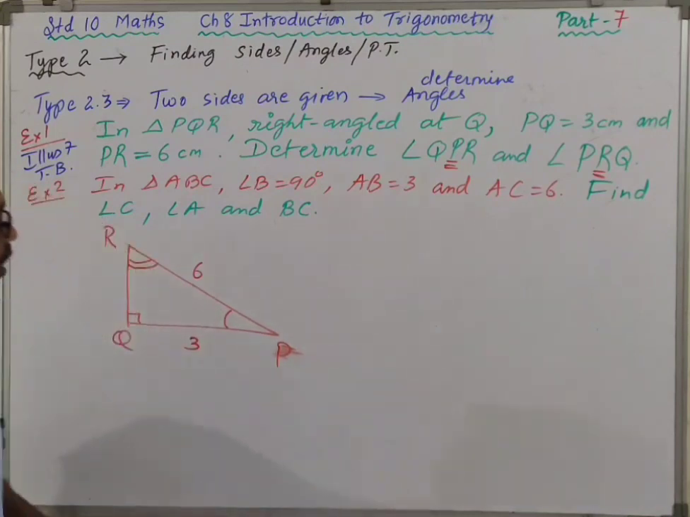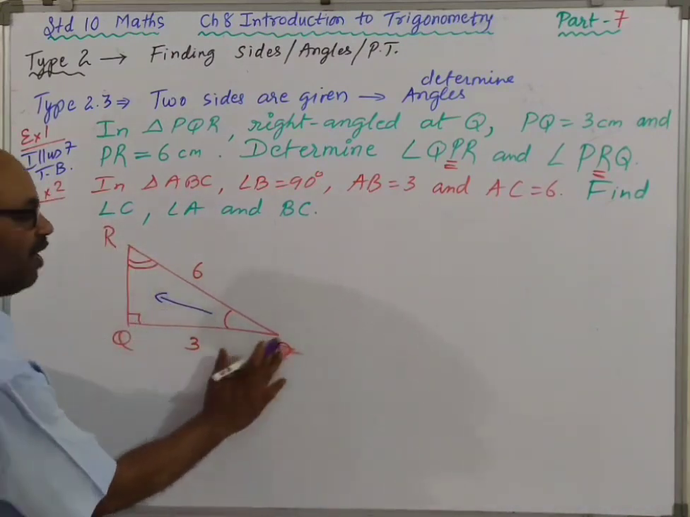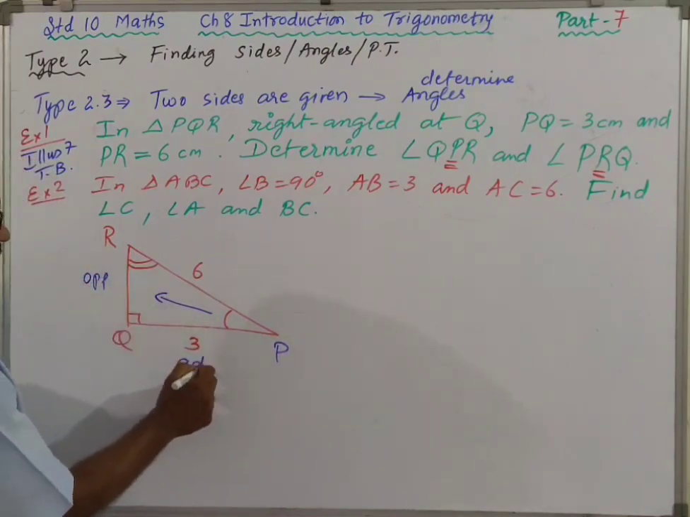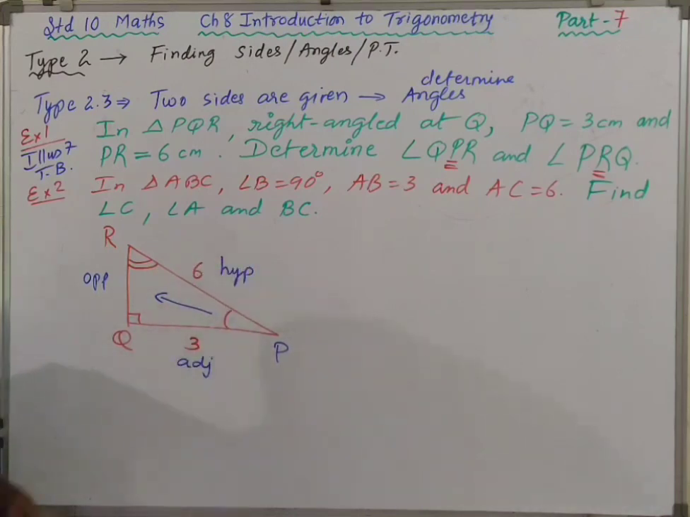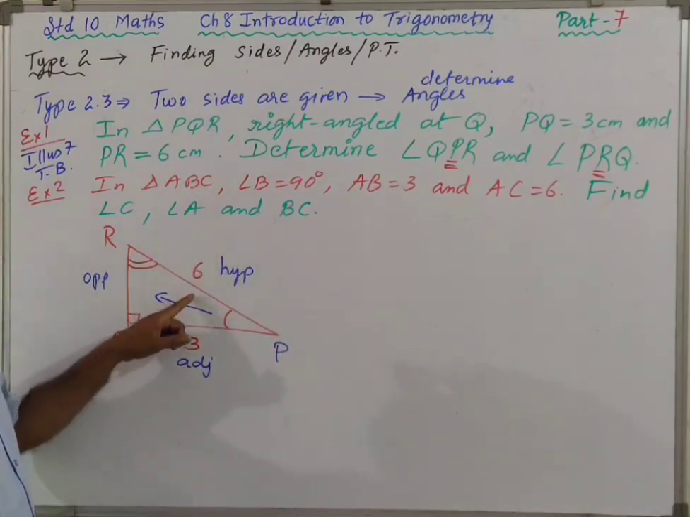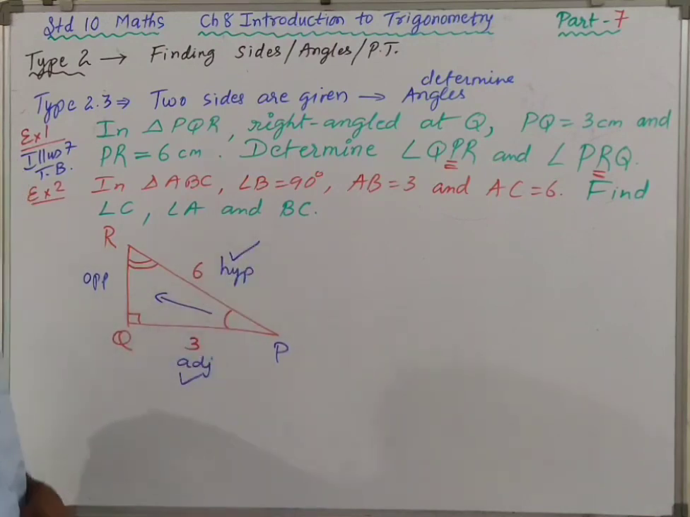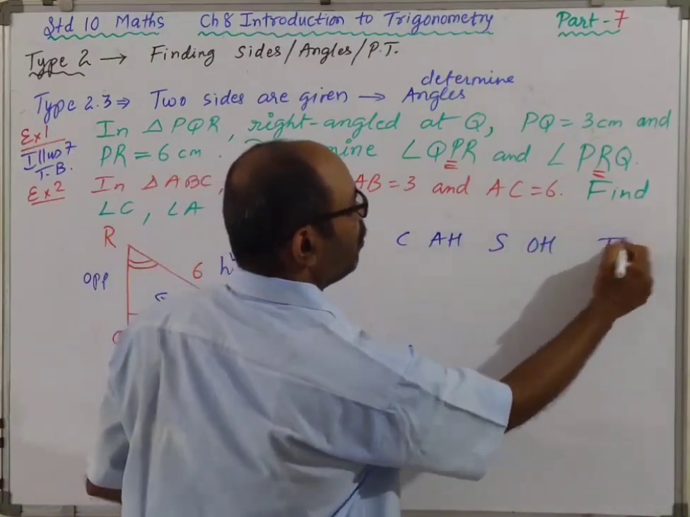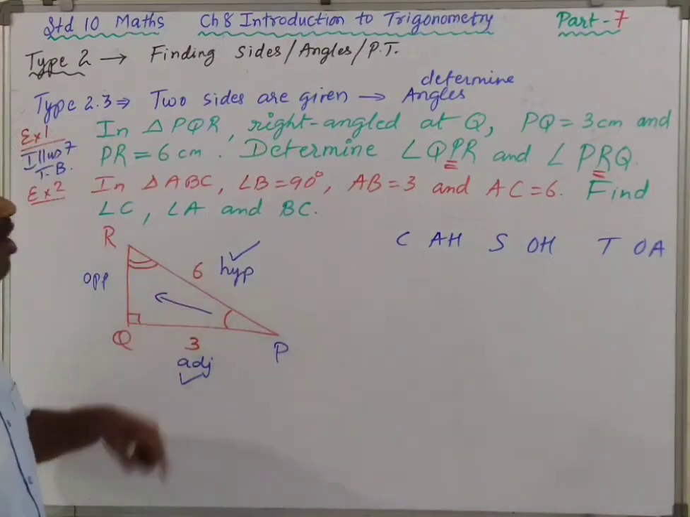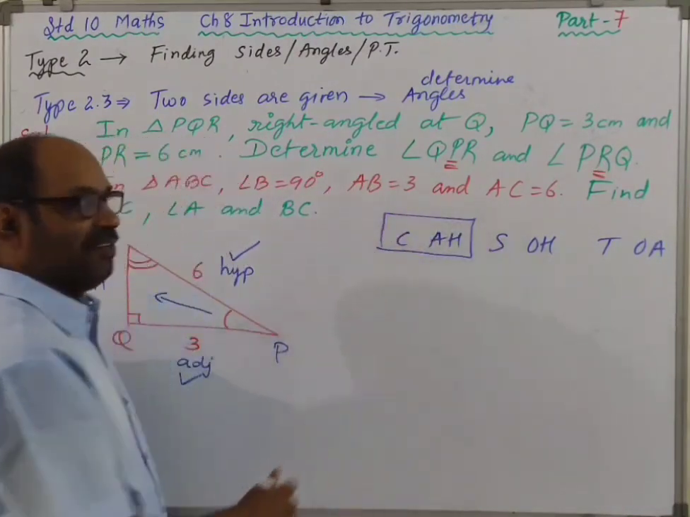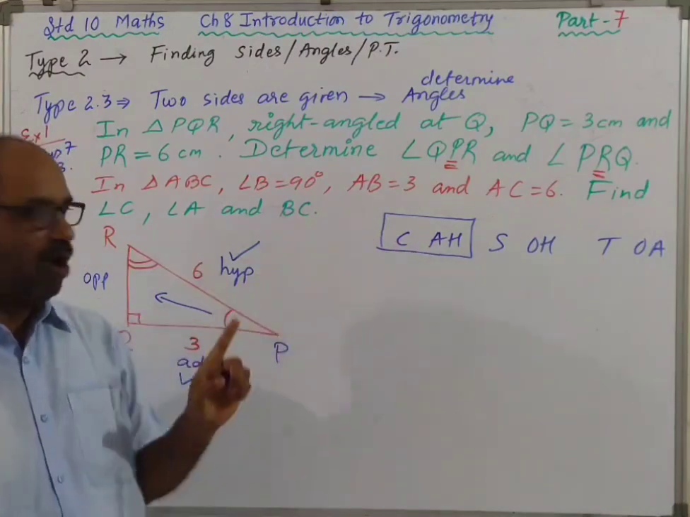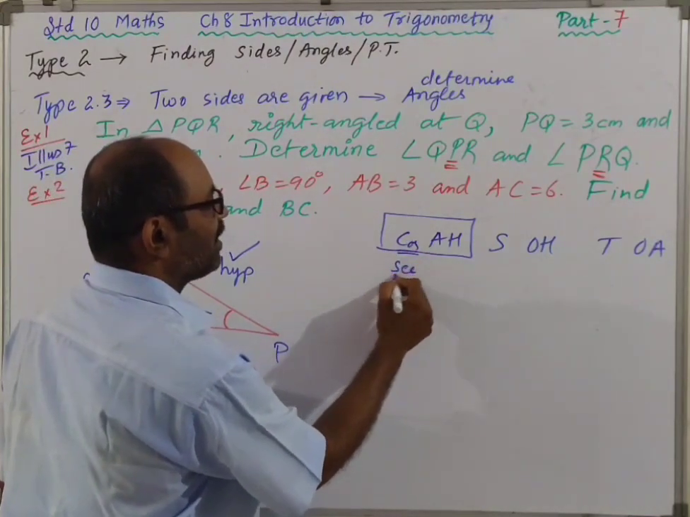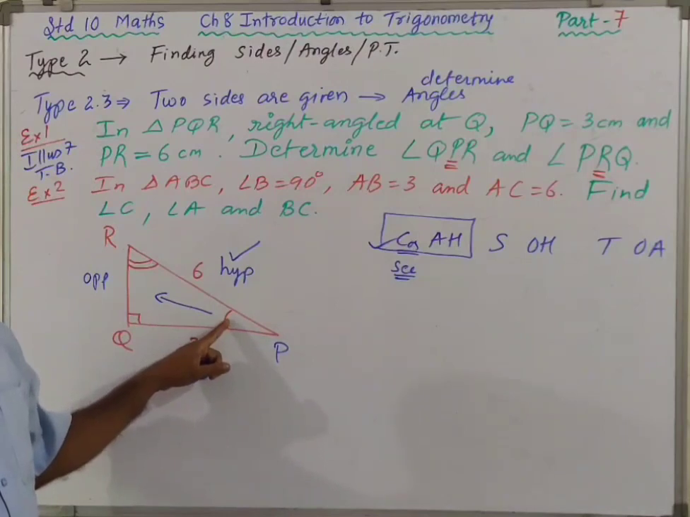Alright. First, let's see P. First we'll find out angle P. With respect to P, this is the opposite side, this is the adjacent side, and this is the hypotenuse. Which two sides are known? PQ and PR. That is hypotenuse and adjacent. So take the trigonometric ratio in which both adjacent and hypotenuse are involved. So either you may take cos, which is this one, or you may take sec. Let's take cos. Cos of P.